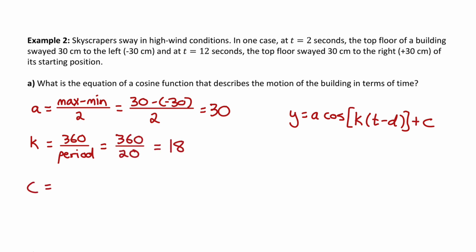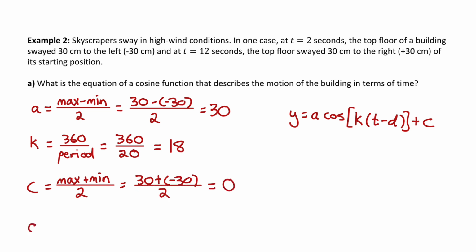C is like the average value, so the average position of the building. And we can calculate that by finding the average of the max and min values. So add the max and min and divide by 2. 30 plus negative 30 divided by 2 is 0 divided by 2, which is 0.